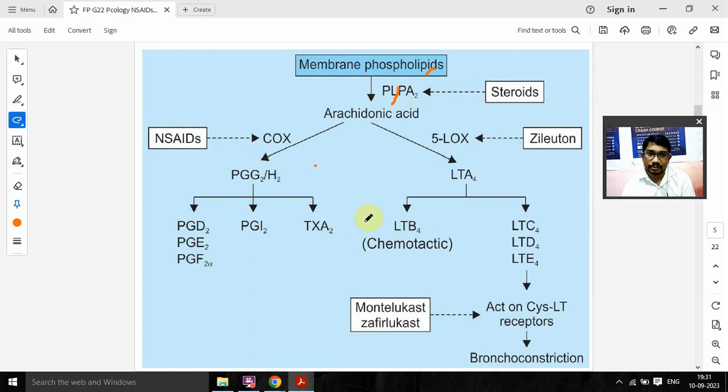Second pathway, you can block the conversion of arachidonic acid into prostaglandin by inhibiting this COX. So NSAIDs inhibit the COX. Okay? Either selectively COX1, or non-selectively COX1 and COX2, or selectively COX2, or selectively COX-3. Now third pathway, you can block this LOX, lipoxygenase, 5-lipoxygenase, that is blocked by zileuton.